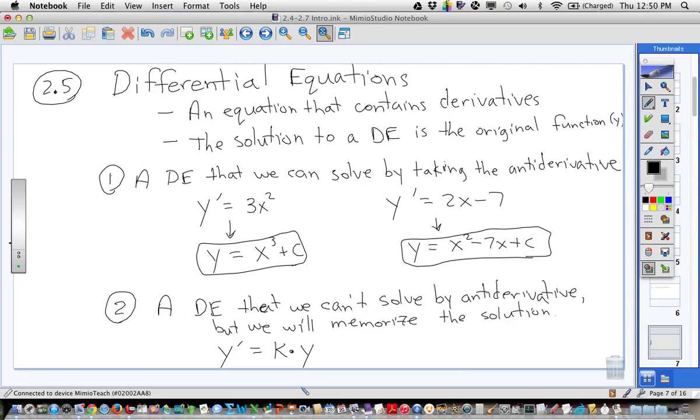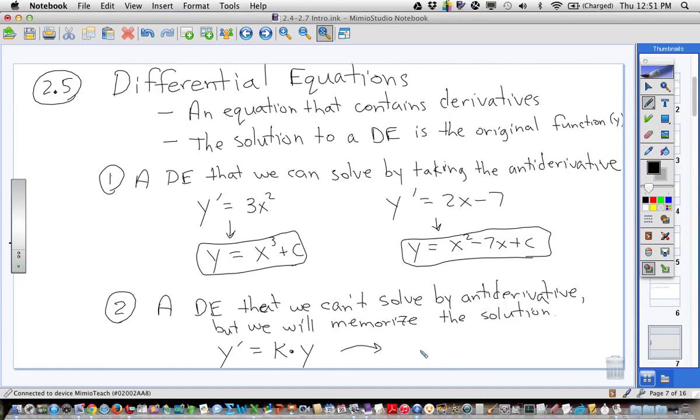So to be able to do number 1, we have to have x's in our differential equation, or t's. Sometimes differential equations use t's for the input, sometimes x. So if you have x's or t's in there, you can just do antiderivative. But if it's got a y in there, the actual function, we can't do that. It doesn't work. Okay? So what we're going to do is just memorize the solution for that.